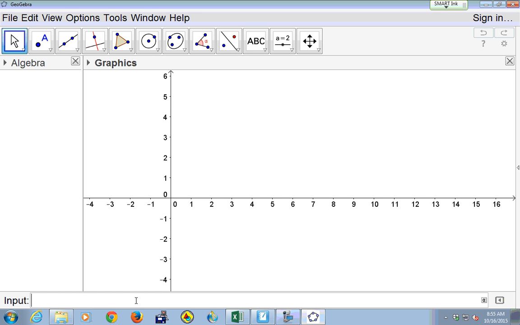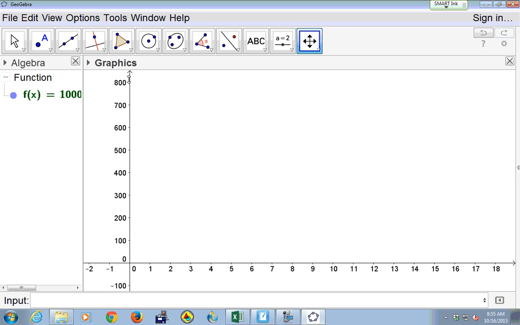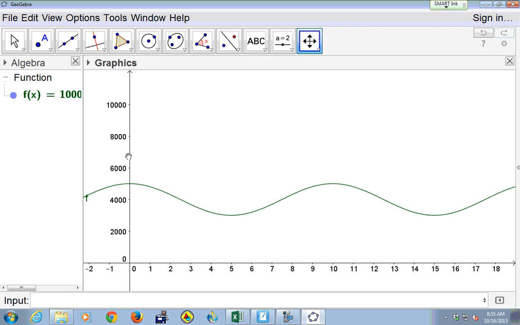Okay, so my first function was f of x equals 1,000 times the cosine of pi over 5 times x plus 4,000. Okay, so I got to change my scale. I got to be able to see 4,000. There we go.